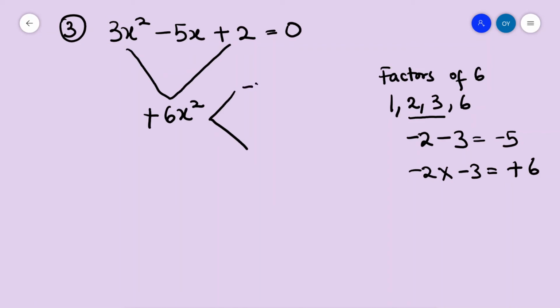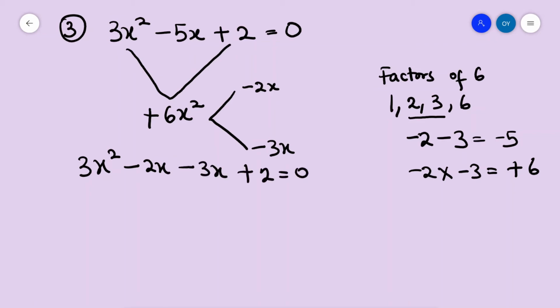So we have negative 2x and negative 3x. So we substitute. We have 3x squared minus 2x minus 3x plus 2 equals 0. Now we group the terms. This and this. The variable common to 3x squared minus 2x is x. So we have x bracket 3x minus 2, then minus 3x and 2.